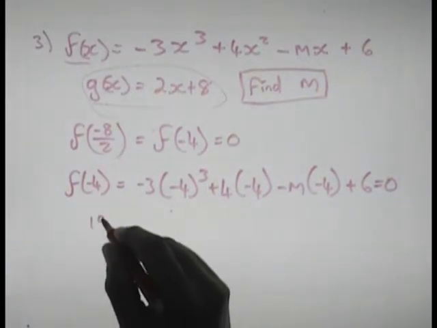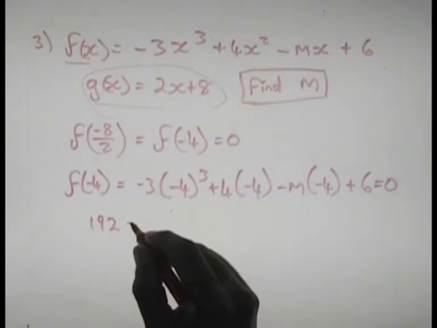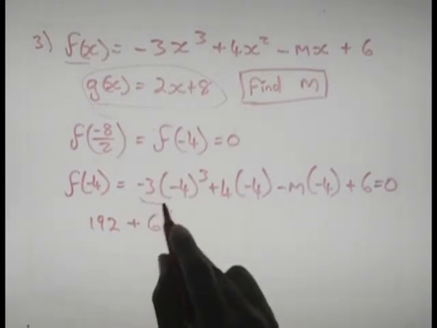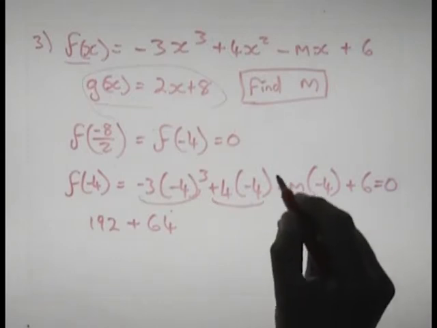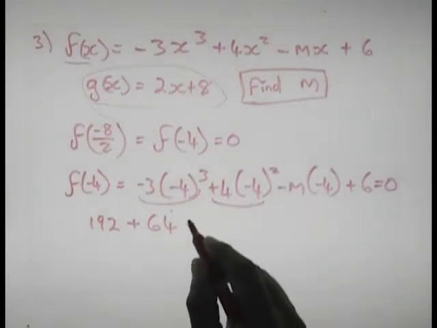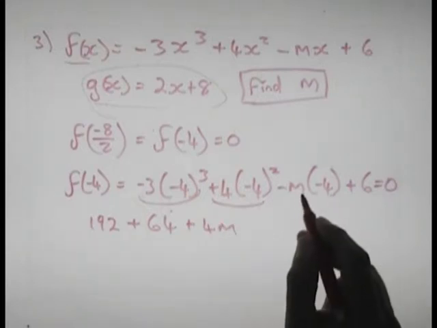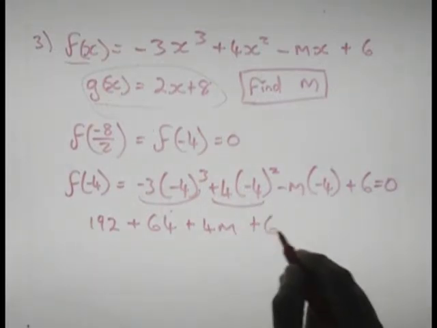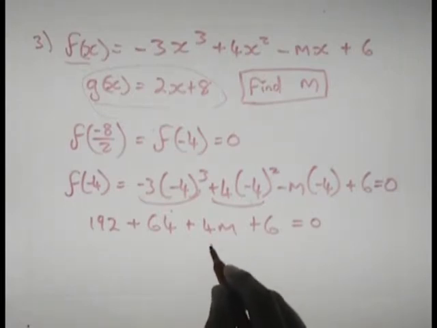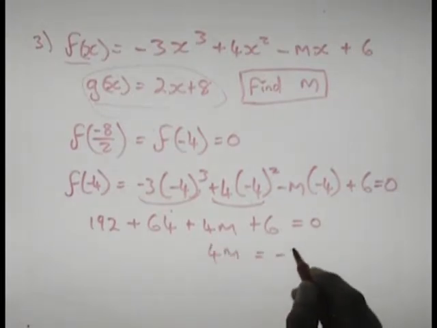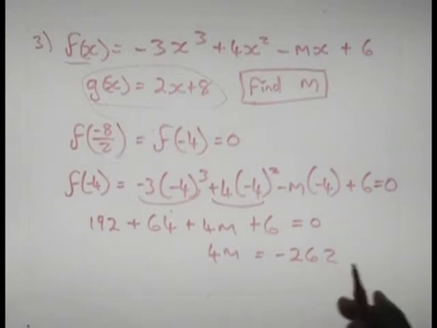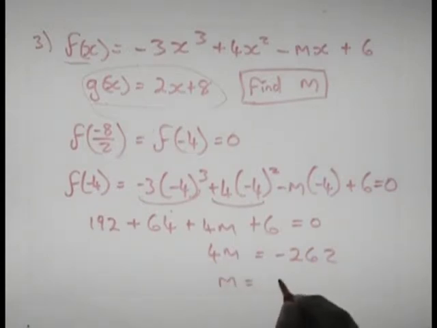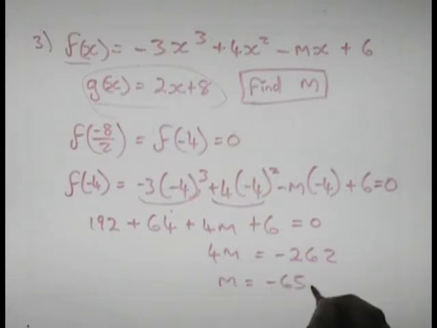That means that 192 plus 64, sorry, that's a squared, plus 4m plus 6 is equal to 0. That means that 4m is equal to negative 262. That means that m is equal to negative 65.5. The next 4 I gave you to do were all factorize fully.